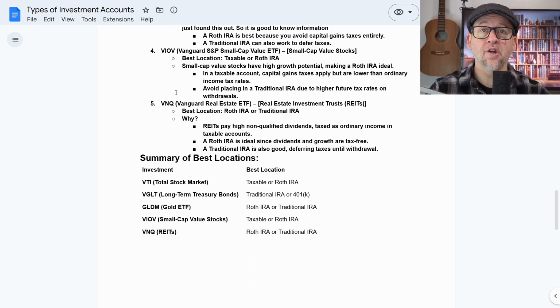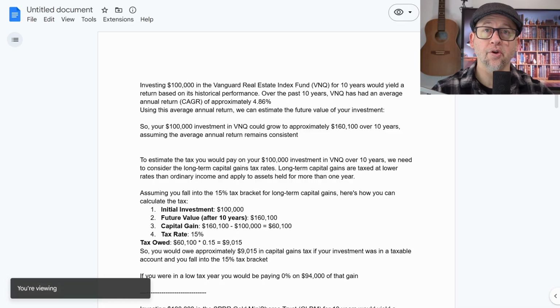Summary of the best locations. VTI, best location, taxable or Roth IRA. VGLT, traditional IRA or 401k. GLDM, a Roth IRA or traditional IRA. VIOV, taxable or Roth IRA. VNQ, Roth IRA or traditional IRA. I want to walk through a couple scenarios here.